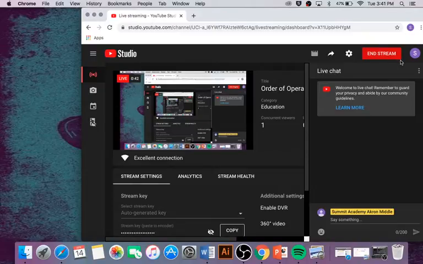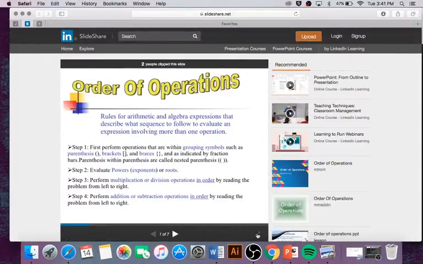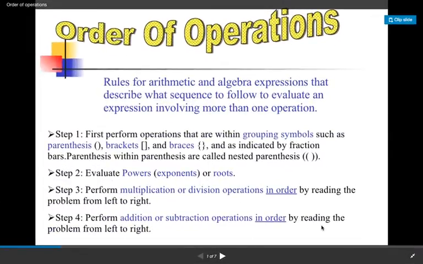So I have two PowerPoints I want to go over, and then we're going to do some example problems together. Our first PowerPoint, we're going to go over order of operations.